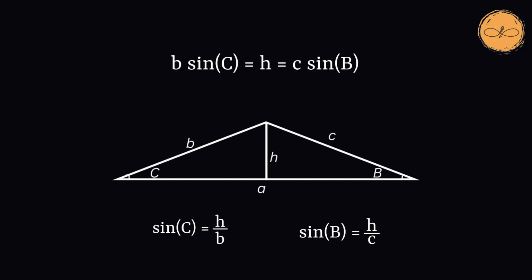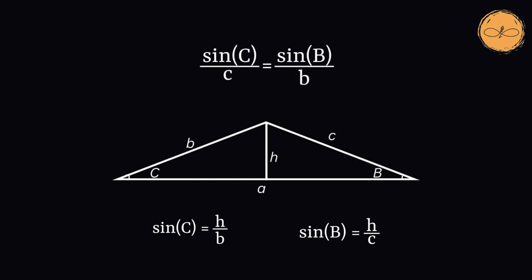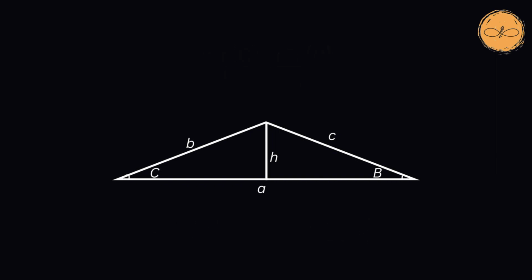From this we see that b times the sine of angle C equals c times the sine of angle B. Dividing both quantities by b times c, we see that sine of angle C divided by c is equal to the sine of angle B divided by b. Now we can do a similar thing for the angles A and B, but this time we have to be a little more careful.